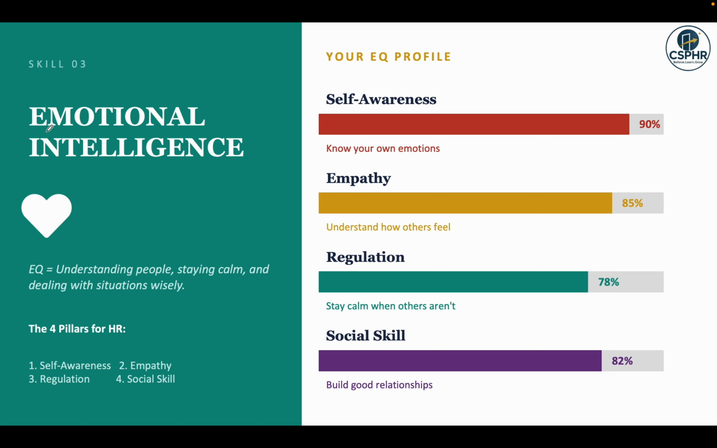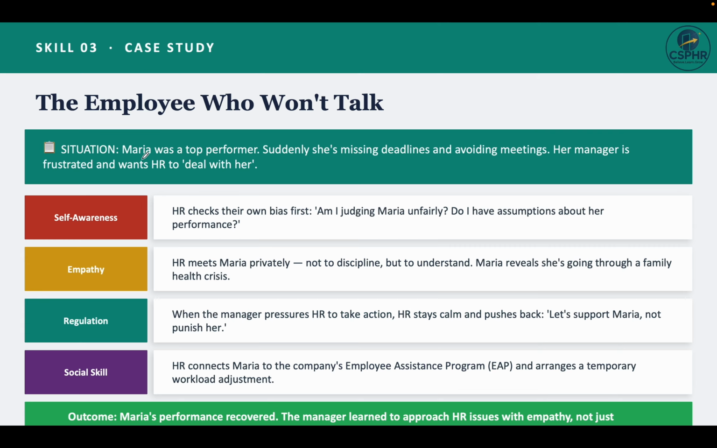Now let's talk about emotional intelligence. So what is emotional intelligence? Emotional intelligence means understanding people, staying calm, and dealing with situations wisely. So as an HR, you have to be emotionally intelligent. So the 4 pillars for an HR generalist: self-awareness, empathy, regulation, and social skills. What does it mean? Let's talk about an example situation.